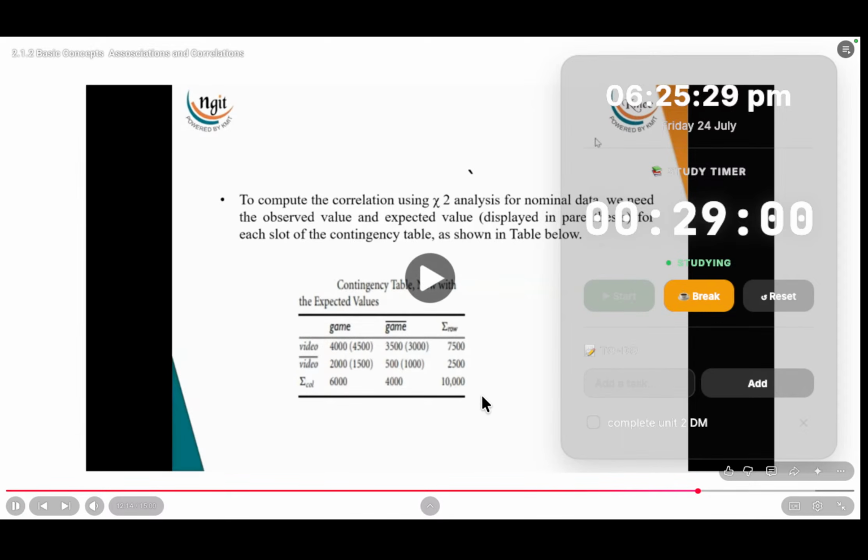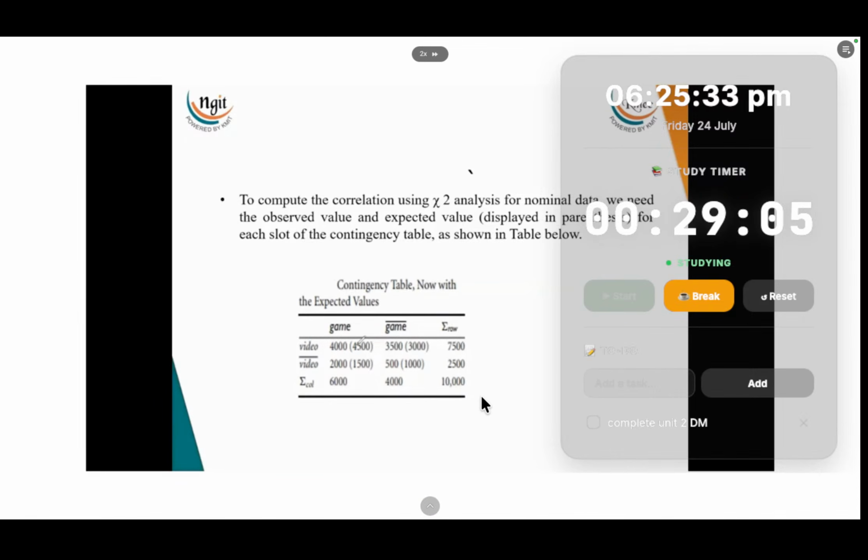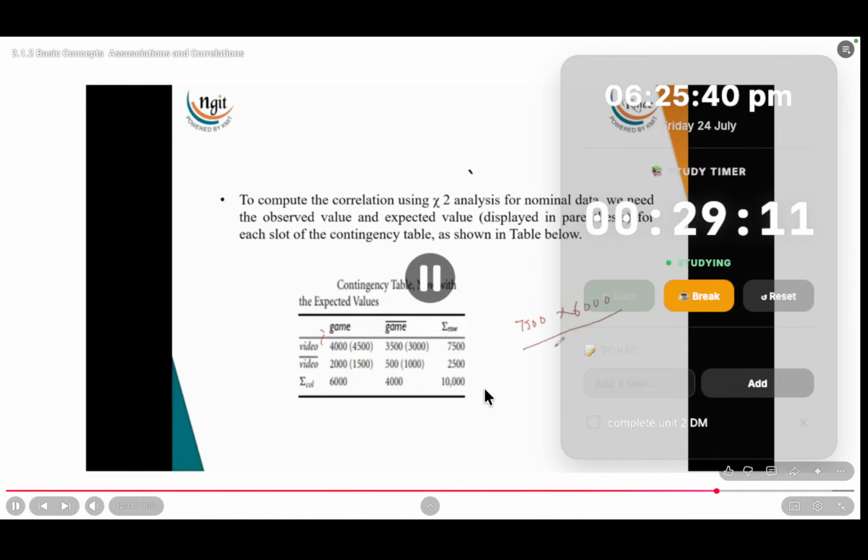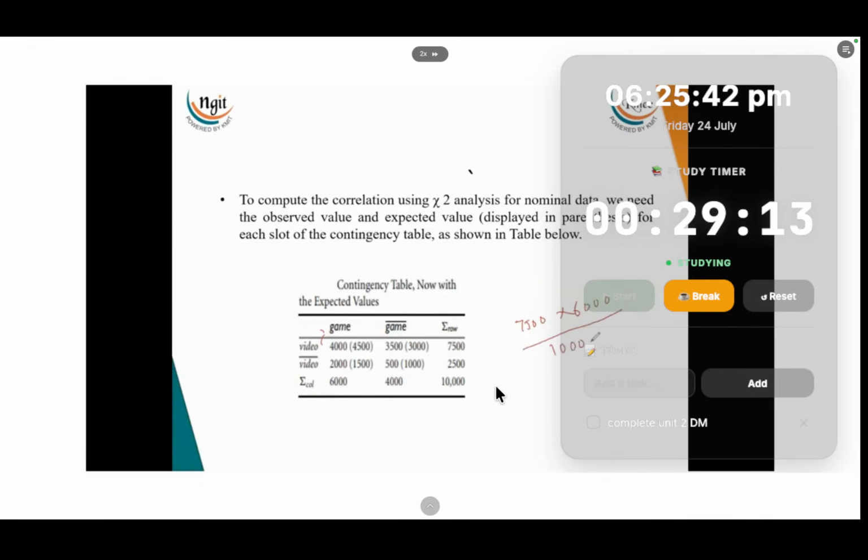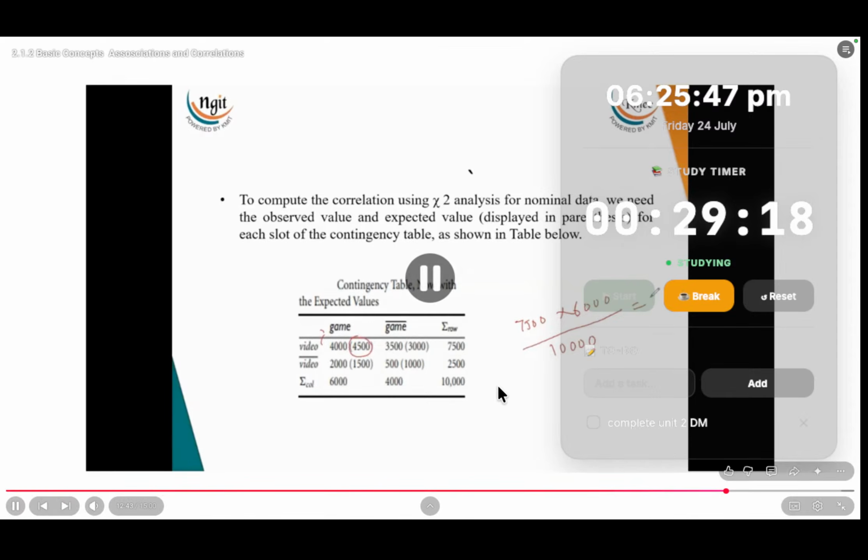How to calculate this expected value is, for example, for the game, I want to calculate this for both video as well as game, right? What is the sum of the rows here? 7,500, right? What is the sum of the column here? 6,000. And what is the total number of transactions? 10,000, right? When you do this, you'll get the expected value for video along with game, right?